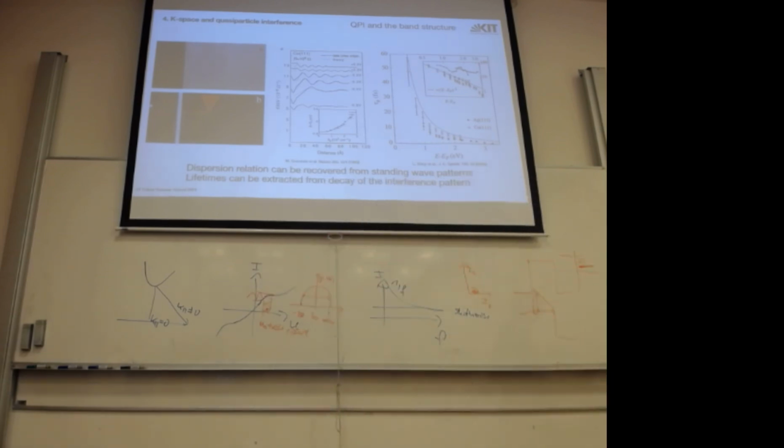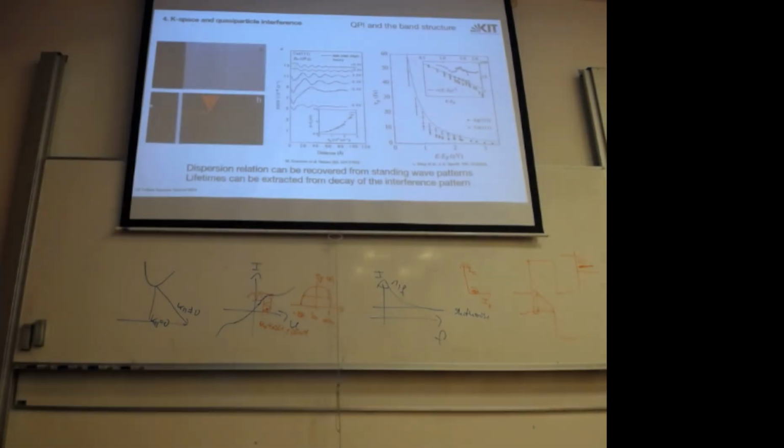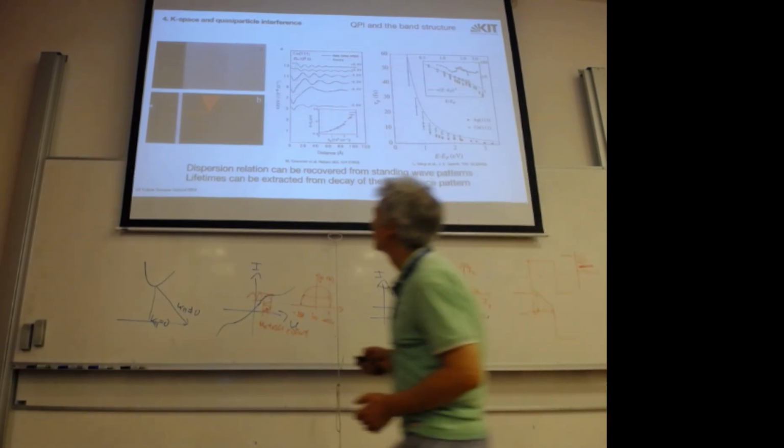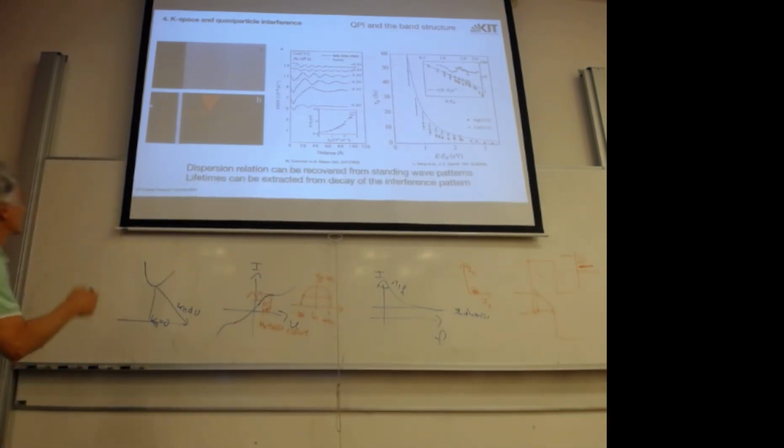Hold on. This one is big. It's better, you can see something? Yes, we can see two red lines. Okay, good. This is an atomic step. Lower terrace, upper terrace. You see a little bit of stripes here, and this is the dI/dV.